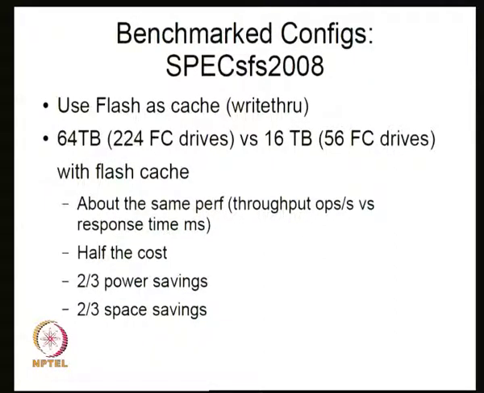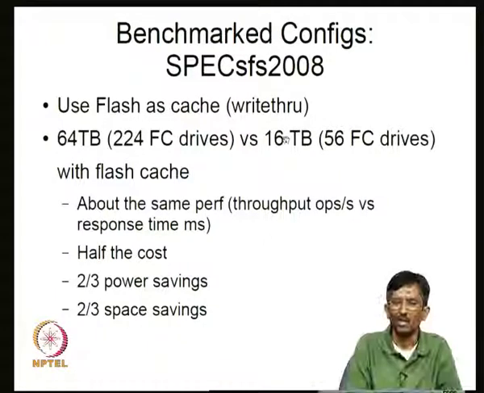Because the fiber channel drives come with a particular size, if you increase the number of drives for the kind of IOPS required, the total capacity also increases, and it goes to already 64 terabytes. Now take that kind of system and compare it with a system with only a quarter the number, 56 fiber channel drives, but with a flash cache of 16 terabytes.